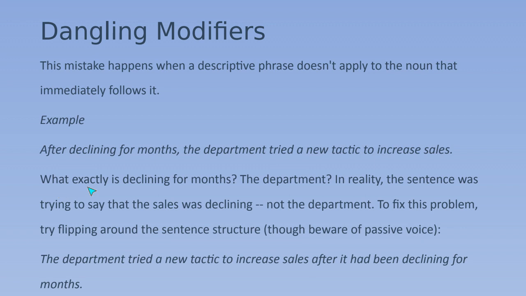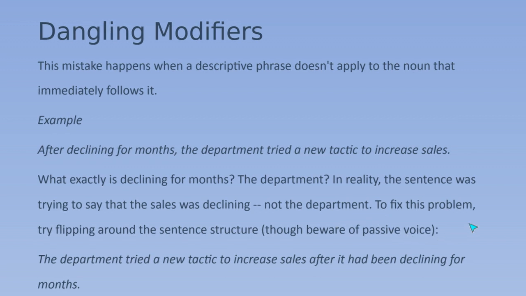And this is where I said you need to be really specific. What exactly is declining for months? The department? It's unclear. In reality, the sentence was trying to say that the sales were declining and not the department. So to fix the problem, try turning the sentence structure around, although beware of the passive voice. So: the department tried a new tactic to increase sales after they had been declining for months.